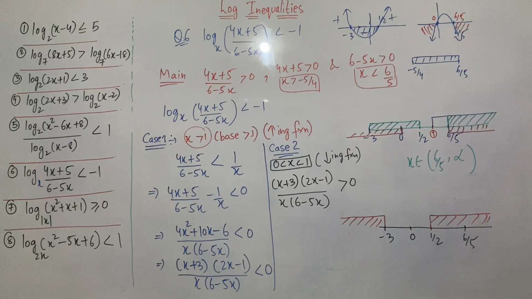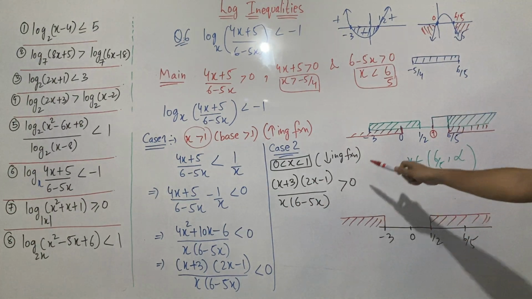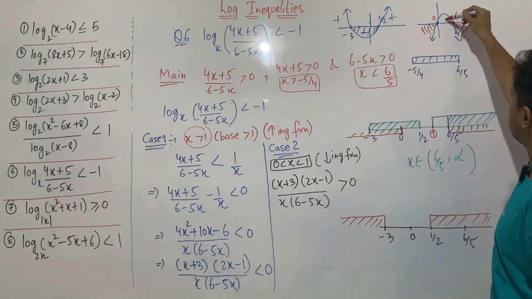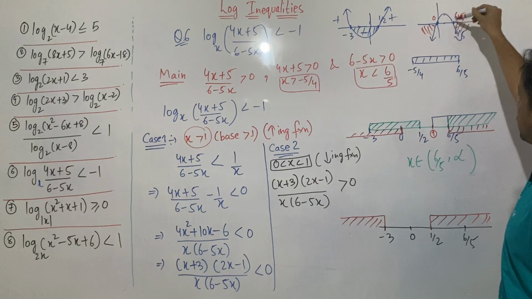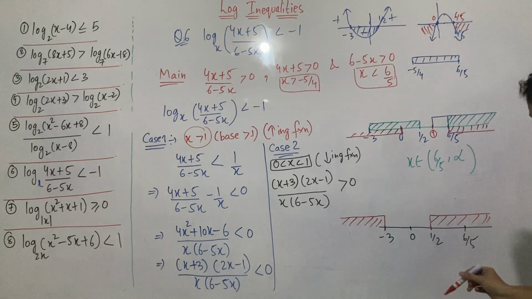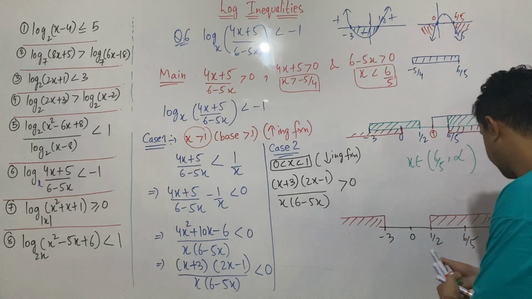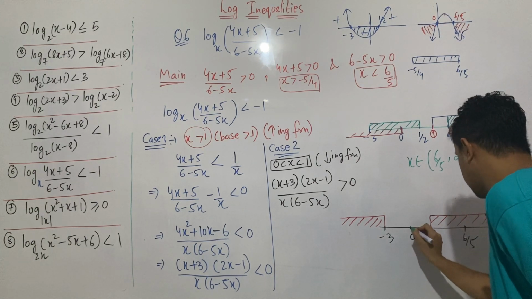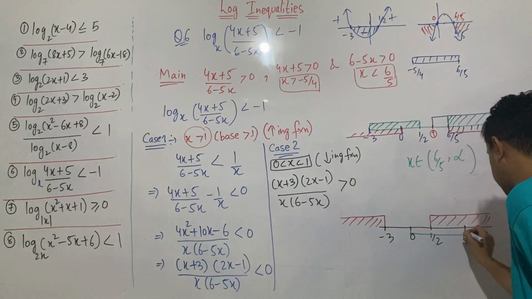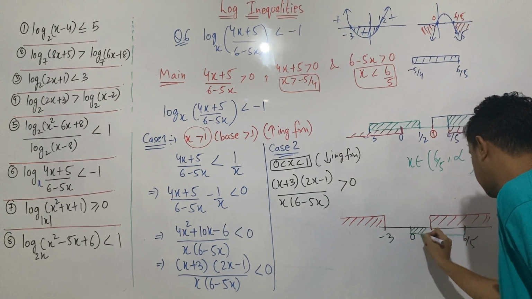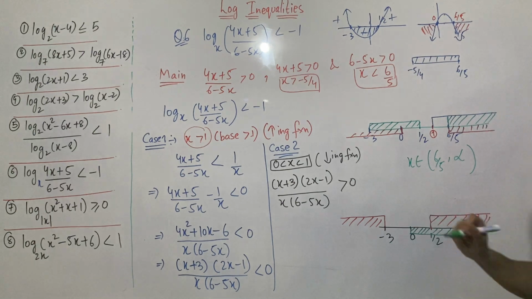And this one is greater than 0. So where, see here, the value is greater than 0, between 0 and 6 by 5. Between 0 and 6 by 5.